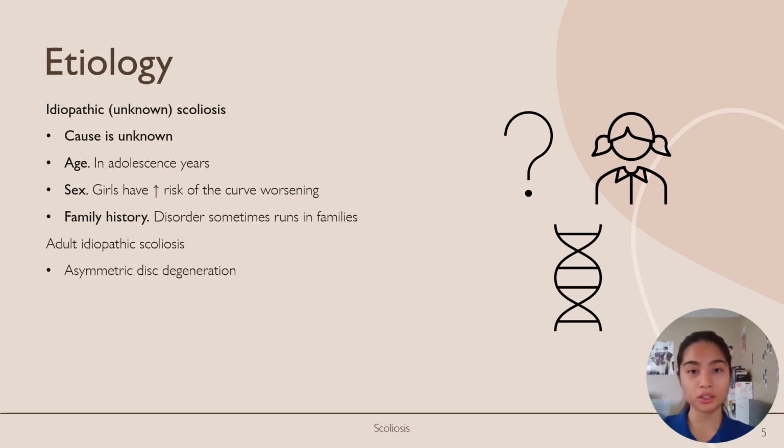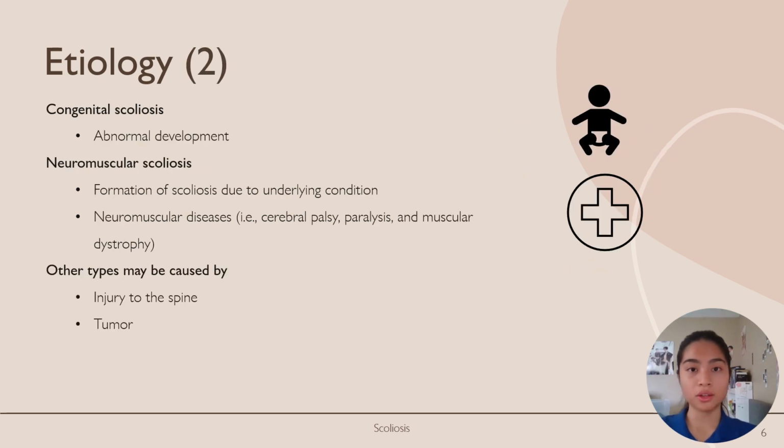The cause of scoliosis depends on its type. For idiopathic scoliosis, idiopathic meaning unknown, which is pertaining to its cause. However, there are linked risks to having idiopathic scoliosis, such as age, sex, and family history, which I'll be going more in depth on in the demographic slide. As for adult idiopathic scoliosis, it's caused by asymmetric disc degeneration due to age. Then there's congenital scoliosis, congenital meaning present at birth, and is caused by abnormal development.